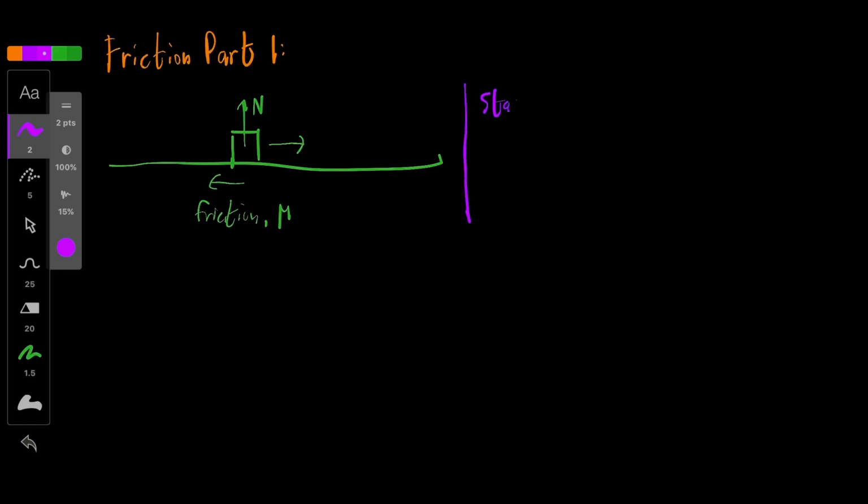So static friction, let's start with that. Static friction is when the object is not moving. So basically what we're saying is, okay, I'm putting a force on this object in this direction, but static friction is opposing that force, and the forces are in equilibrium, so there is no movement.